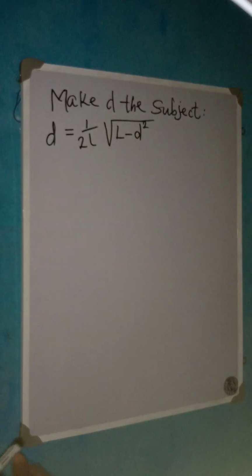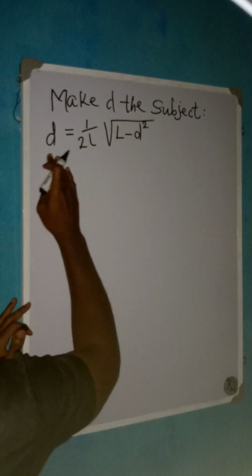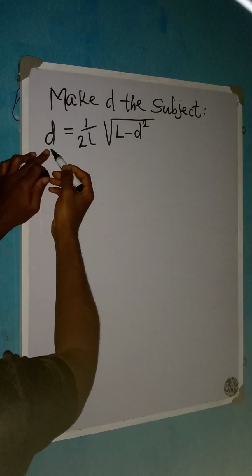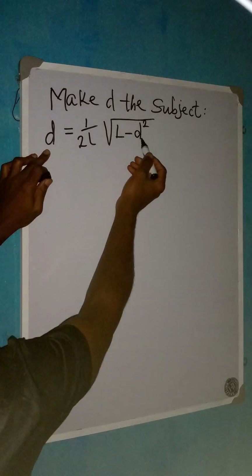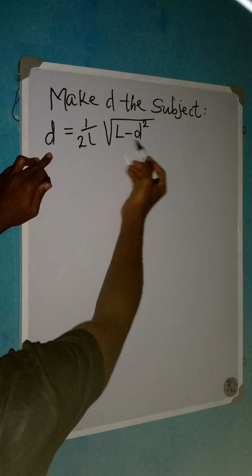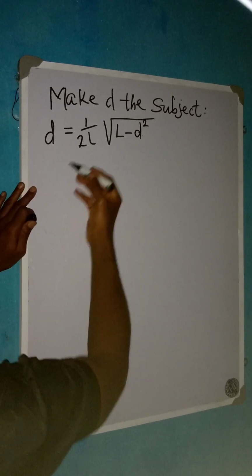Hello everyone. Let us make D the subject of this formula. Remember that D is already the subject, but it's contradicting since we have D somewhere else. Okay, so we need to make D the subject in this formula.